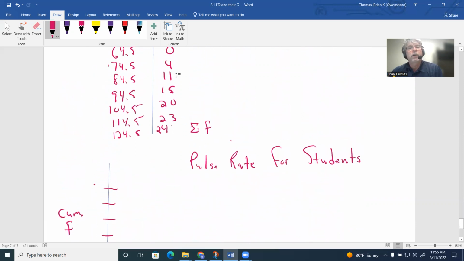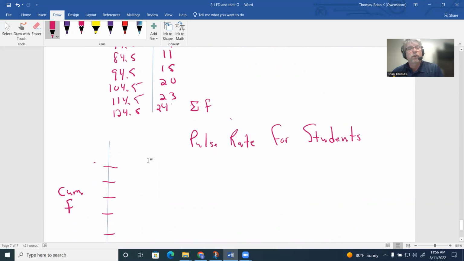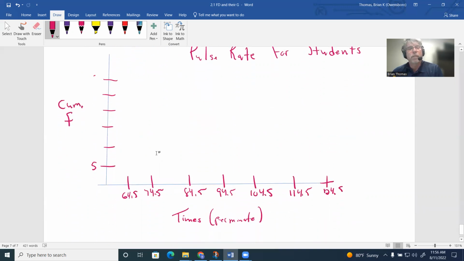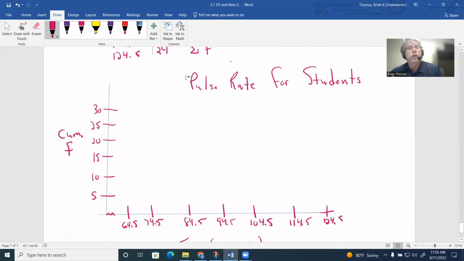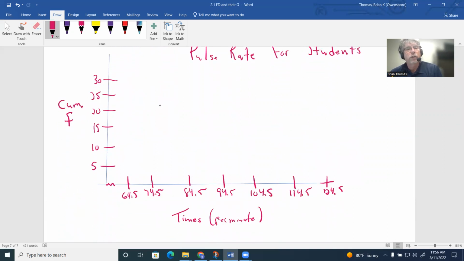So since I look at this data, 0, 4, 11, 15, 20, 23, 24, there's not a whole lot of data, and it seems like counting by fives would be a reasonable scale. I didn't want to count by ones, but counting by fives seemed to be a little bit more reasonable. So 5, 10, 15, 20, 25, and 30, that would be our scale that I'm going to use there. Remember, the horizontal scale is actually broken. We just start out at 64.5. So using that data, at 64.5, the frequency was 0. That's going to put us back on the horizontal scale itself.